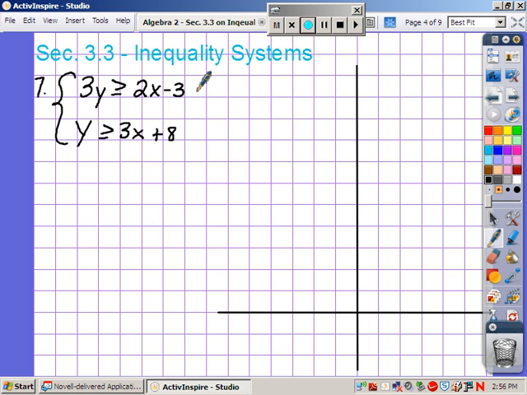So let's start with this first one. I'm going to do this one in red. I got a 3y here. I don't want that. I want just a plain y. So I'm going to divide everything by 3. That's going to give me y is greater than or equal to 2 over 3x minus 1, which is good because I'm on slope. So I'm going to put my point at -1 to start. Then I'm going to go up 2 and over 3. I got a solid line here.